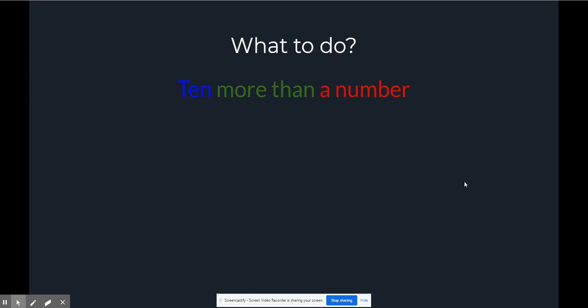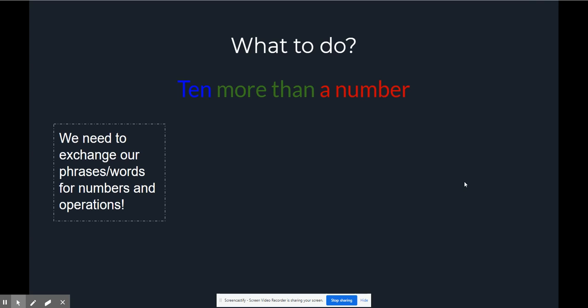So what to do? You're going to be given this sentence or this phrase: 10 more than a number. All our job is to exchange words or phrases from this sentence into numbers and operations. So we're going to start on the left-hand side. This is 10. Well, what can I turn the word 10 into? We can turn that right into the number 10. That one's pretty straightforward. If there are any numbers that they spell out in words instead of numbers, you just turn it into whatever numerical value it is.